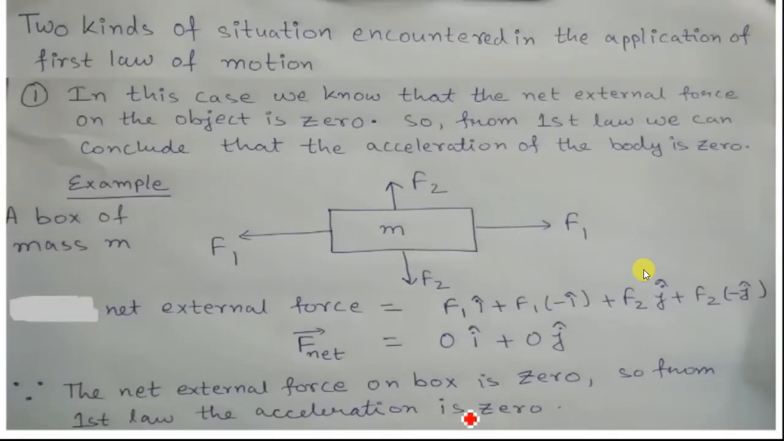Now, two kinds of situations are encountered in the application of the first law of motion. In the first case, we know that the net external force on the body is zero. So from the first law, we can conclude that the acceleration of the body is zero.